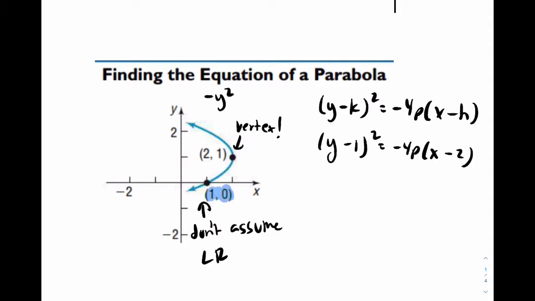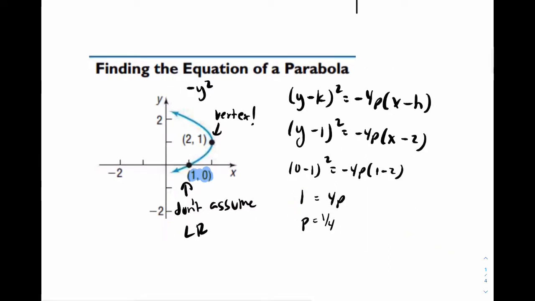So what do we do every time a situation like this arises? Simply plug the point in. So plug in 1 and 0. So 0 minus 1 squared, that's negative 4p. That'd be 1 minus 2. That's 1 is equal to 4p. So p is a quarter, or you can think of it as 4p is 1. Either way, this is fine.